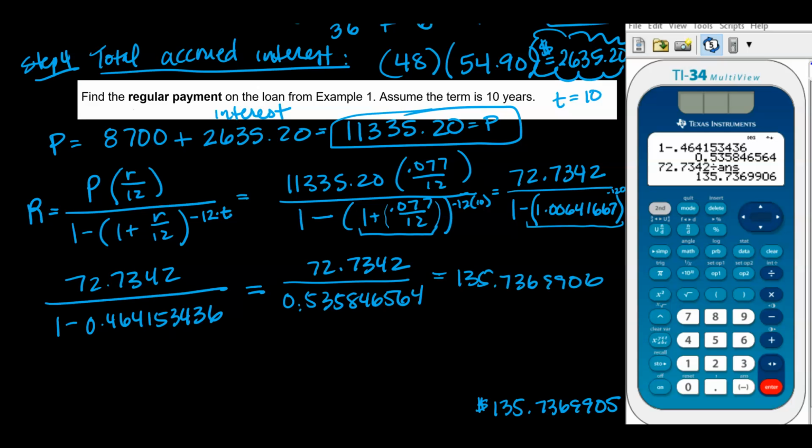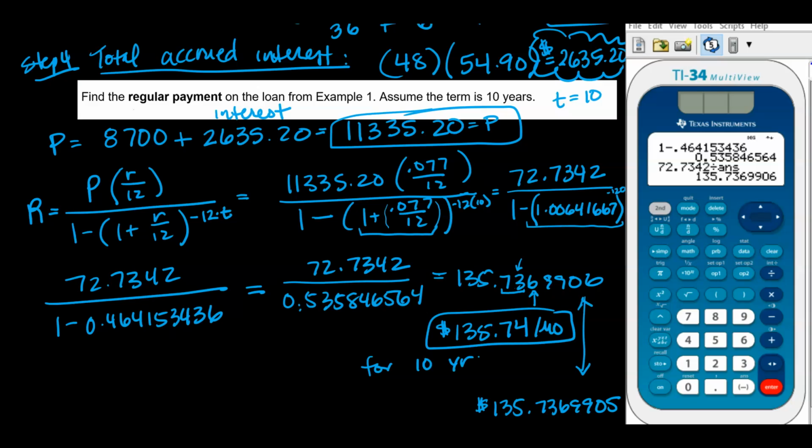0.7369906. Now you'll see we're a little bit off here, and that just has to do with slight rounding differences with the different methods. It is so slight it would never make a difference in terms of your final answer. So in terms of rounding, we're going to round to the nearest cent, which is the hundredths place. This 6 tells us to move that 3 up to a 4. So $135.74 per month. That's what the monthly payment is going to be on this loan. And this is for 10 years. The student is making this.